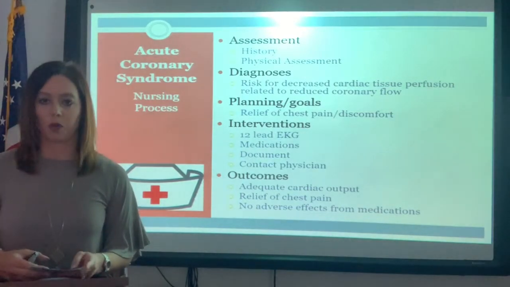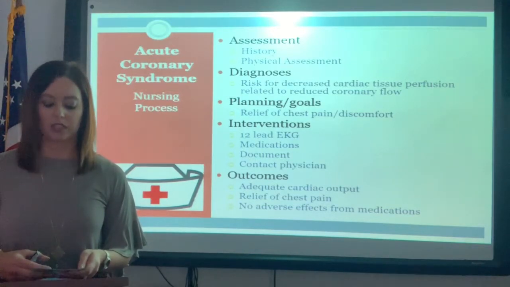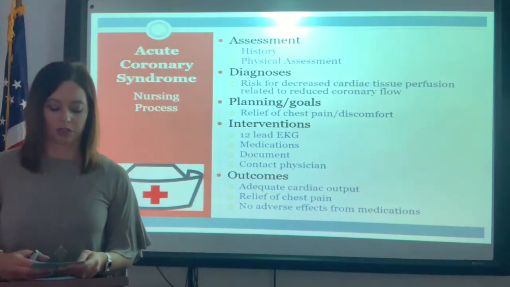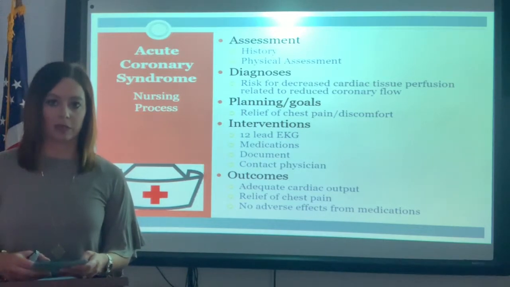Your diagnosis for patients suffering from acute coronary syndrome would include risk for decreased cardiac tissue perfusion related to reduced coronary flow. Another example of a nursing diagnosis would include anxiety related to cardiac events and possible death, and deficient knowledge about post-acute coronary syndrome self-care afterwards. Your major goals would include relief from chest pain or ischemic changes, and maintenance of tissue perfusion.